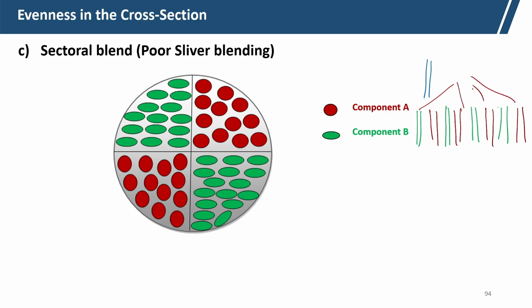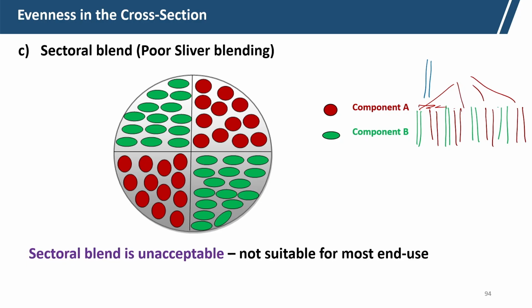Now, when the slivers are drafted, they do not migrate from one place to another. So, what will they form? They will form this type of sectorial blend, which has a high blend irregularity. So, it is not suitable for most applications. The sectorial blend is not suitable, although the core sheath type of blend is suitable for a particular application, as I have already discussed.